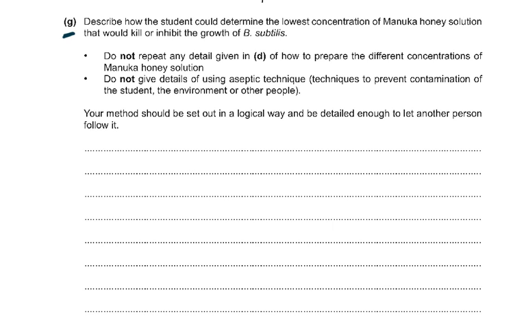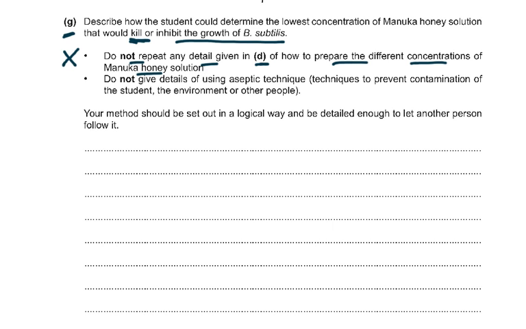Then coming to the G part of the question, describe how the student could determine the lowest concentration of Manuka honey solution that would kill or inhibit the growth of bacteria. Let's just keep it to kill the bacteria. Do not repeat any details given in D of how to prepare the different concentrations of Manuka honey, and some of you will do that.